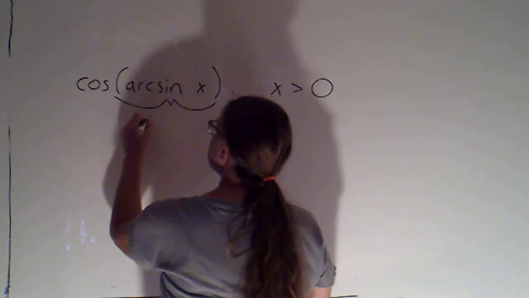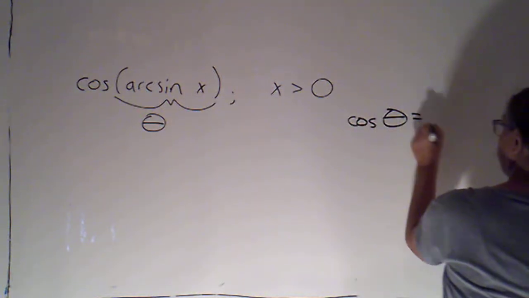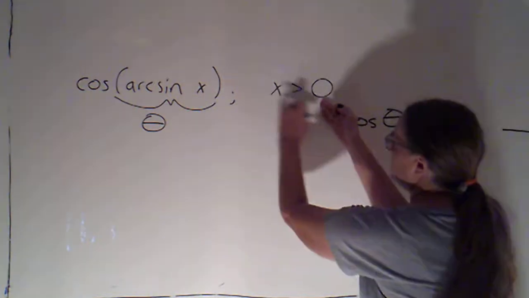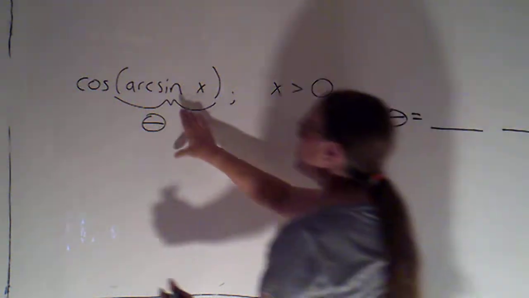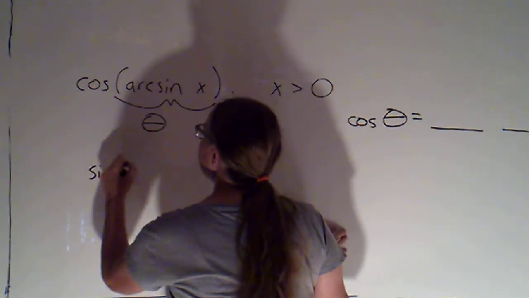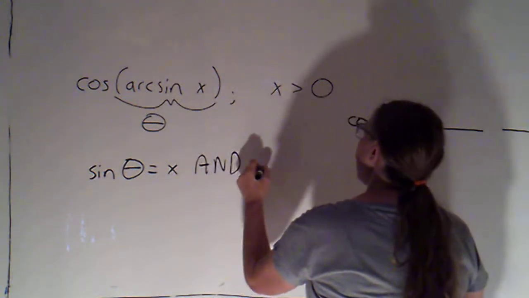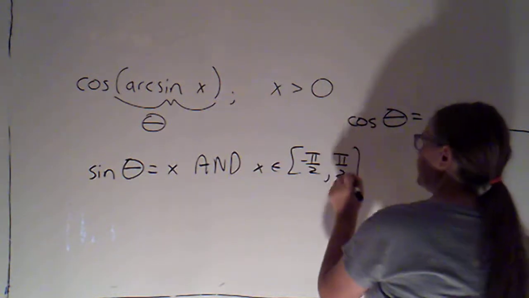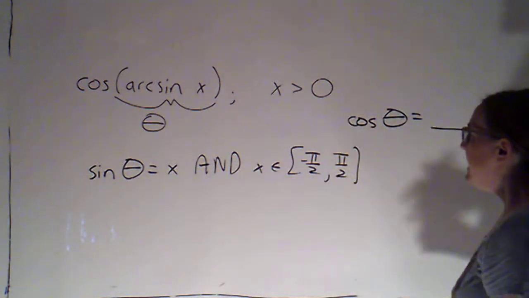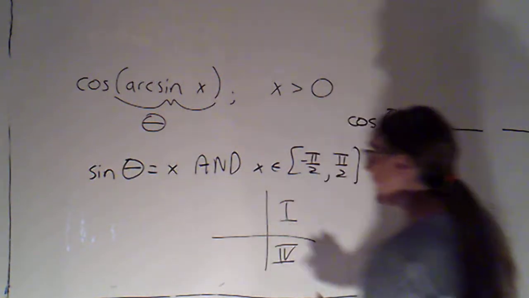I'm going to call this theta. And so we're basically trying to evaluate cosine of theta. So since I've used up my board space here, I'm going to put my blanks here. Two-step process, the sine and then the absolute value. What this tells me is that sine of theta is equal to x, and x is in the interval from negative pi over 2 to positive pi over 2. Okay, now that interval corresponds to quadrants 1 and 4.